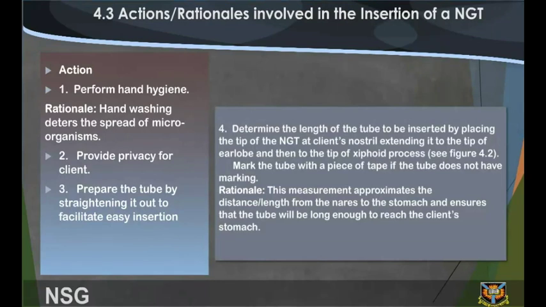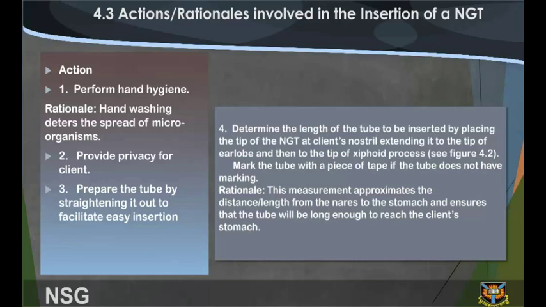Action 1. Perform hand hygiene. Hand washing deters the spread of microorganisms. 2. Provide privacy for client. 3. Prepare the tube by straightening it out to facilitate easy insertion.